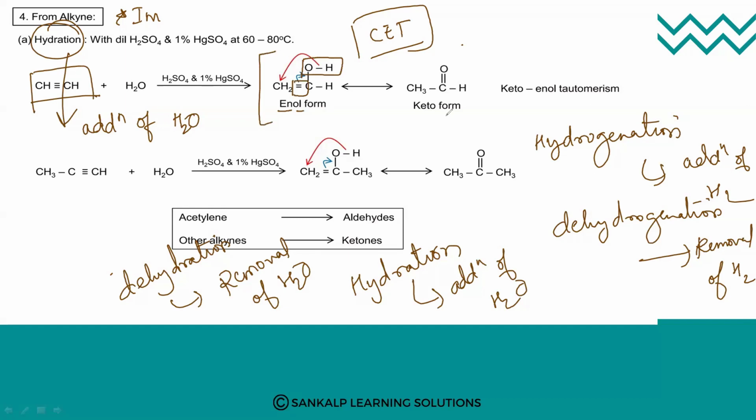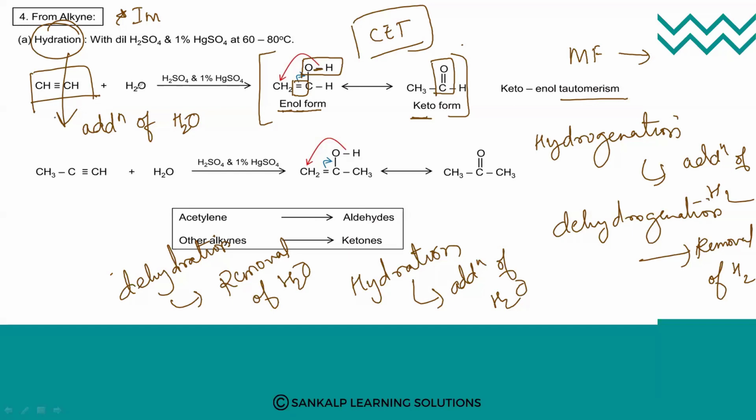This undergoes tautomerism. Tautomerism means the molecular formula remains the same. In the enol form, you have a double bond and an alcohol group, and it will go from the enol form to the keto form. So it forms a keto group. This is called tautomerism. So when I take ethyne, this is an ethyne molecule.